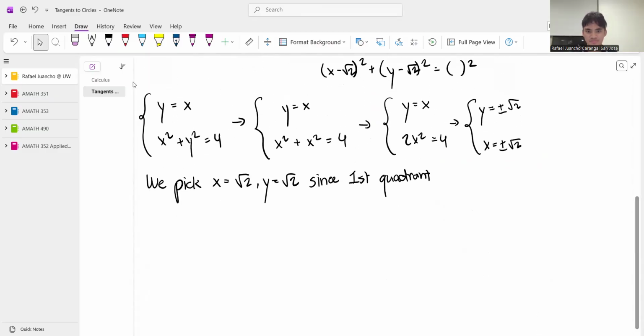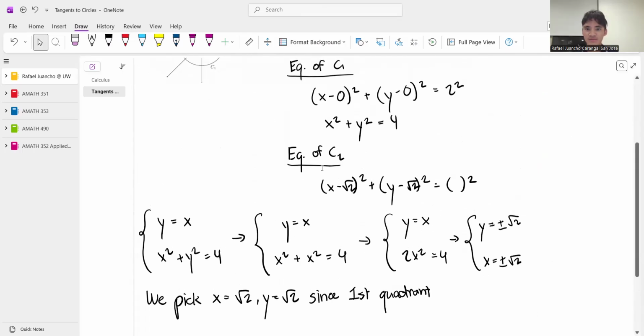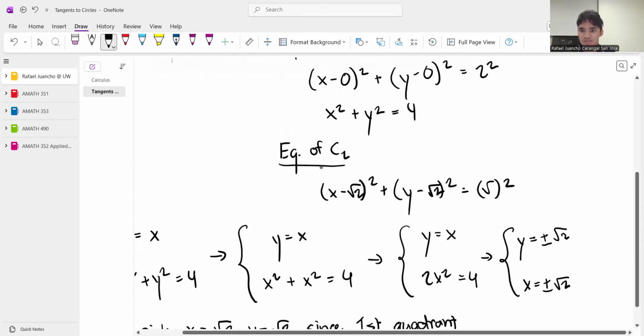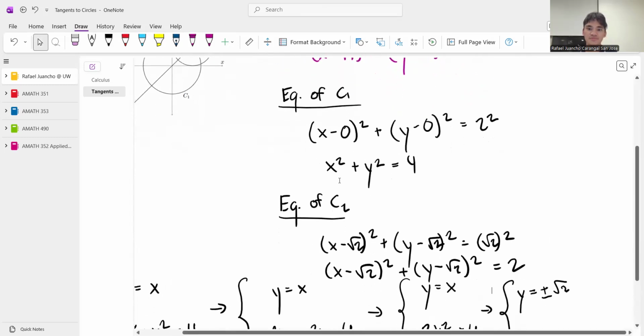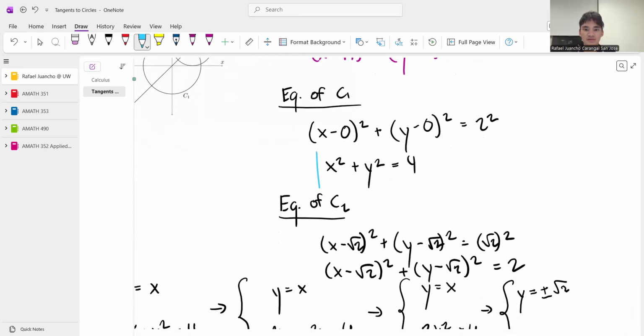Right. So now that we know that, we plug in square root 2 here. So the final answer is just going to be x minus square root 2 squared plus y minus square root 2 squared equals 2. Because square root 2 to the power of 2 is just 2. And so we have our answers for both the equation of the first circle and the equation of the second circle.